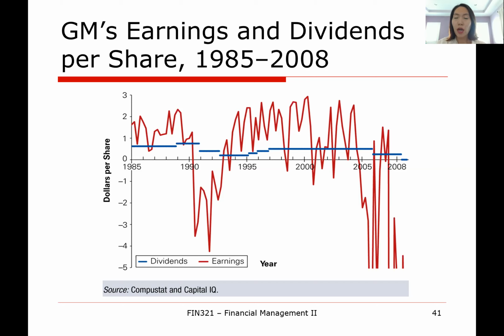As opposed to that, how do you think the blue bars look? It's very stable, right? So although the source of the dividend payments is fluctuating all over the place, the regular dividends themselves have been very stable over the past 20-plus years. Actually, over that period, GM adjusted its regular dividends only 8 times. And it cut its regular dividend amount only 3 times.